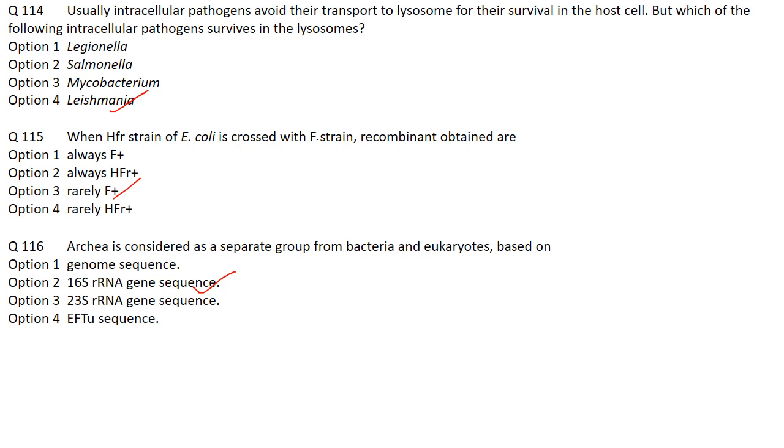Next one. Archaea is considered as a separate group from bacteria and eukaryotes based on 16S rRNA gene sequence. Answer is option 2.